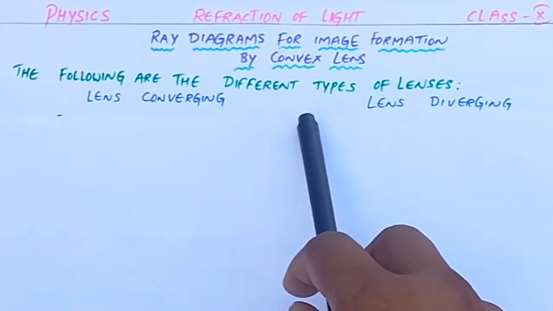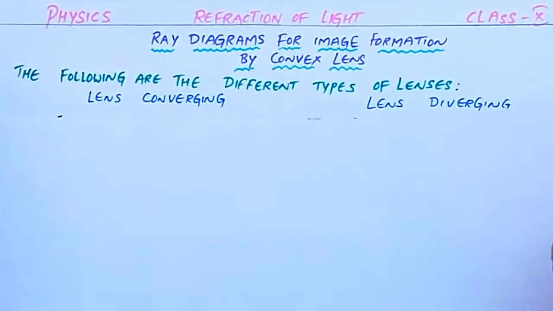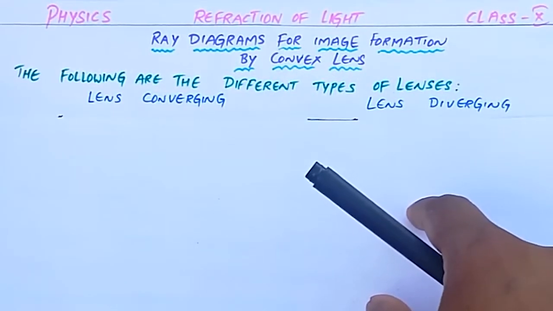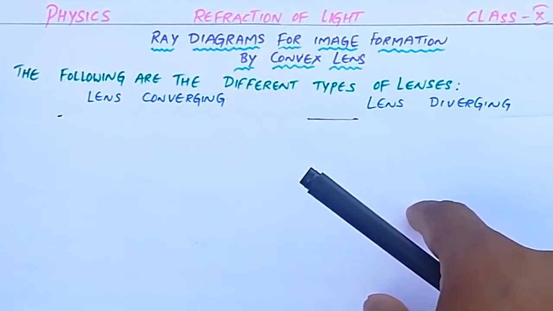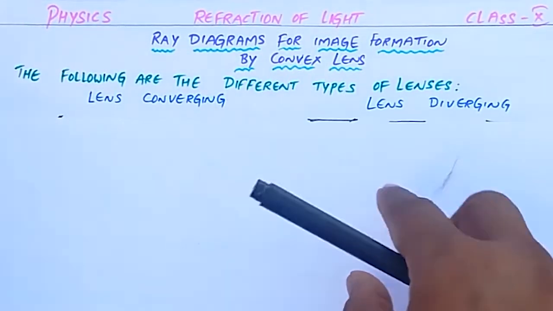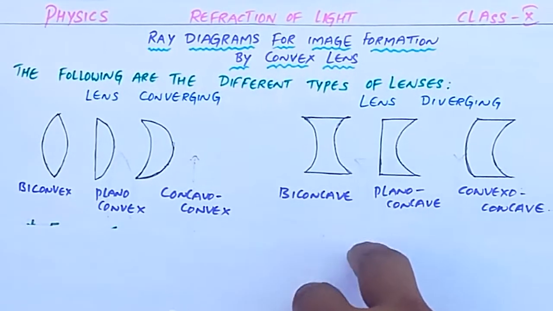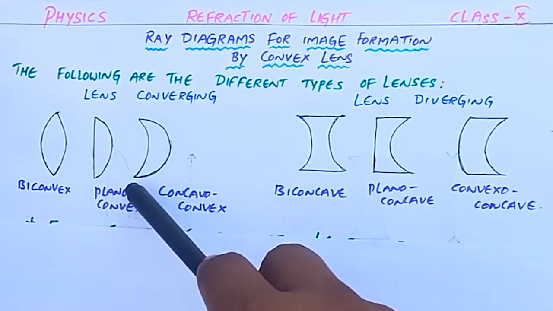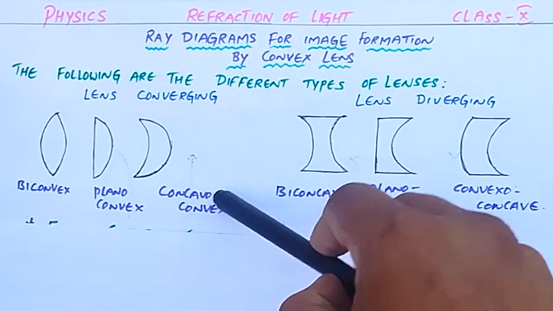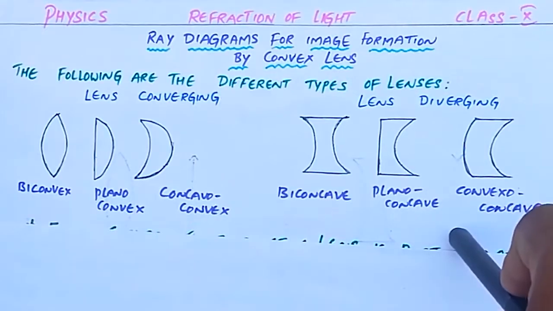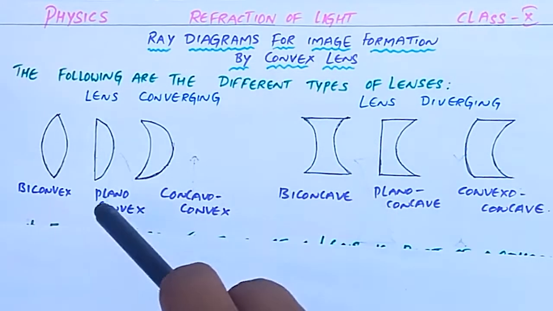So we have different types of lenses: converging lens and diverging lens, same as the mirror, converging mirror and diverging mirror. So diverging rays in the mirror and converging rays in the mirror, same way here, but opposite now. For converging lens we have biconvex, plano-convex, concavo-convex, and for diverging lens we have biconcave, plano-concave, convexo-concave. So totally we have 6 types of lens.